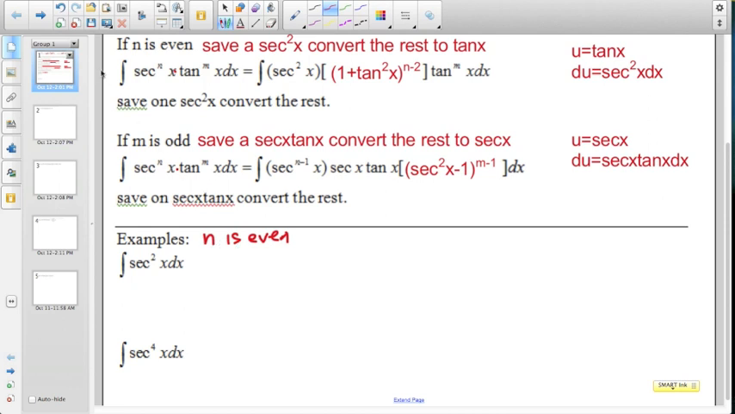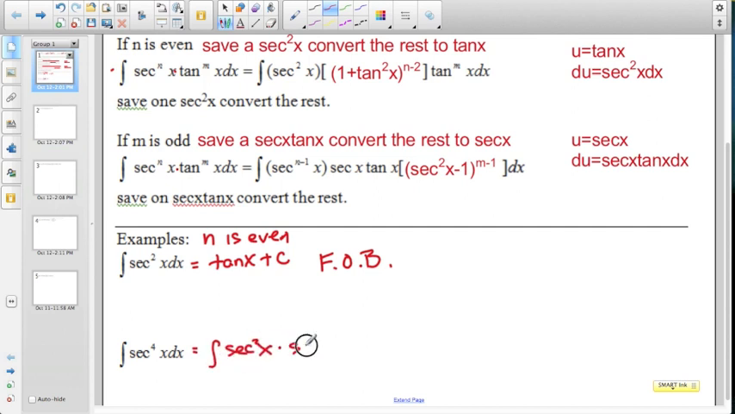So if we look at these two examples here, we have an n is even scenario. For these things, we're looking at this right here. And if the power is even, then we're going to save a secant squared. Secant squared is really all we have here. And if you remember from your trig identities, integrating a secant squared gets you a tan x plus the constant of integration. That's kind of right in the front of the calculus book where all those tables are for integrating and differentiating.